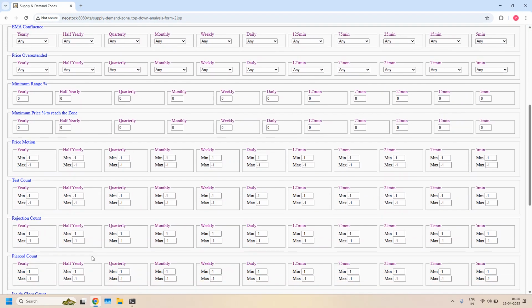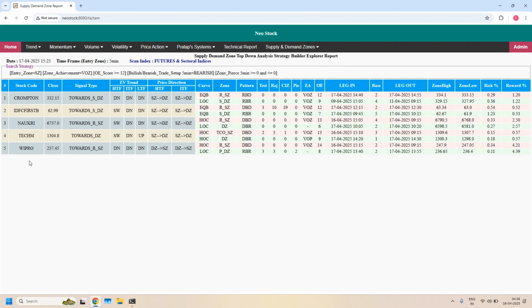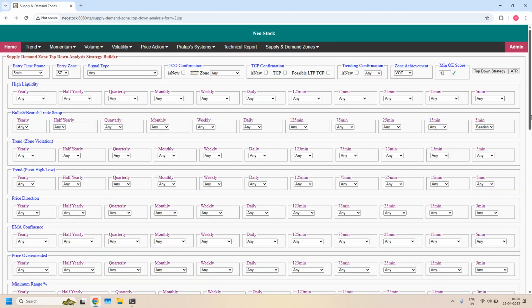pierced. So in the pierced count at 5 minutes time frame, minimum value 0, maximum value 0. With these filters, we got 5 stocks. These 5 stocks are supporting bearish trade setup for hourly income trade. Let us verify high probability trade setup supported 5-minute supply zones that we will identify based on this zone confluence.